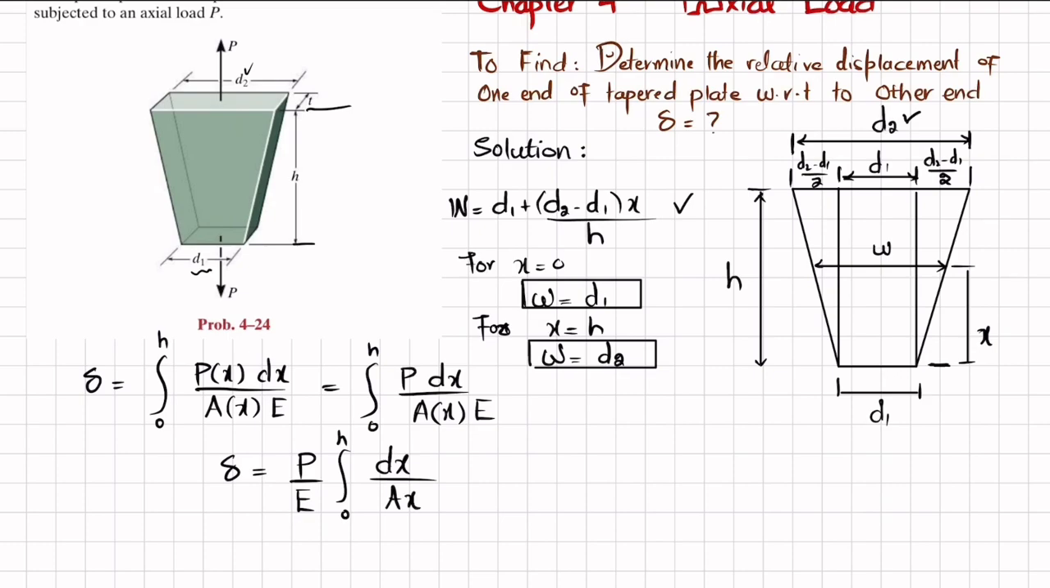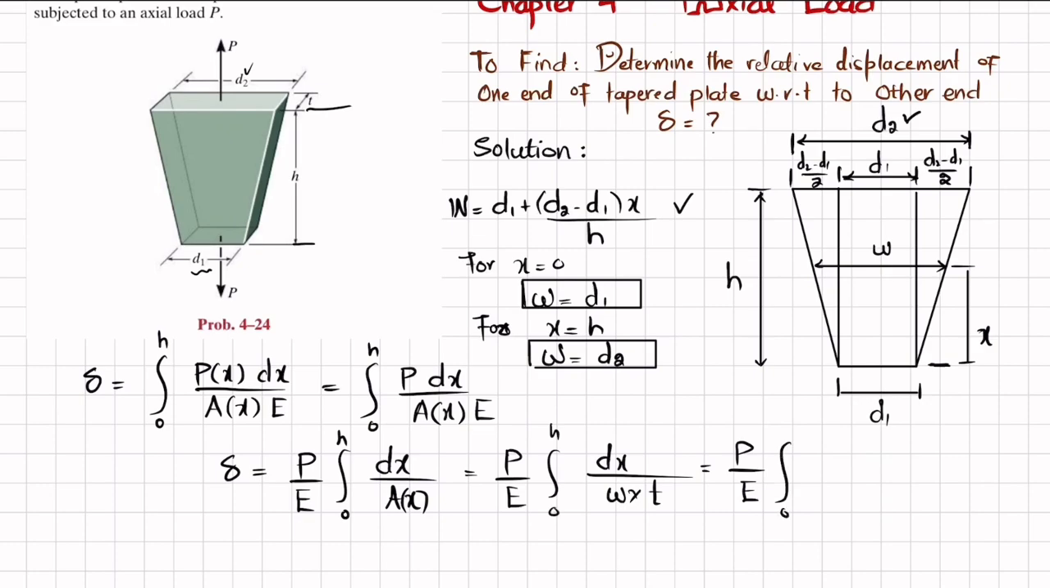Now you can see that the area of the tapered portion changes at every section. So it will be equal to W into the thickness, which is t. So I will write P divided by E into the integral from 0 to H of dx divided by W into t. So what we will do is put the value of W in that.